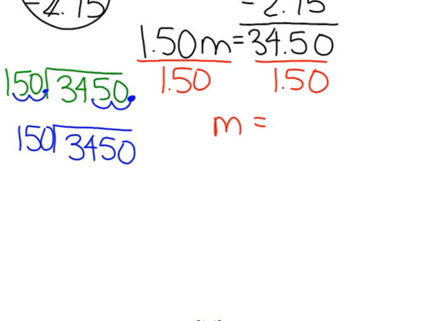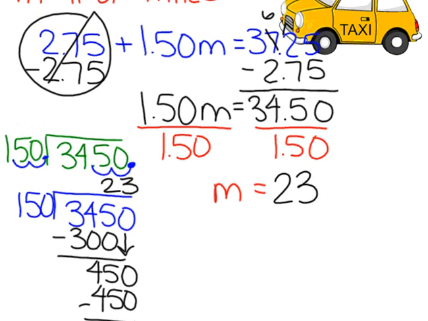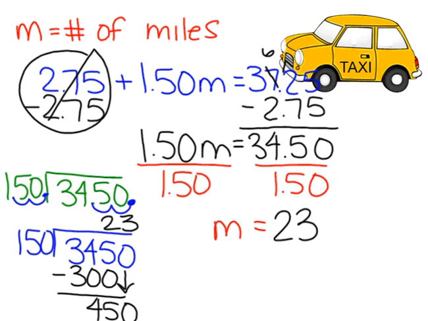So 150 goes into 345 twice. And 150 would go into 450 3 times. And that'll go in exactly. So finally I get m equals 23. And for my units, m is number of miles, so this would be 23 miles.